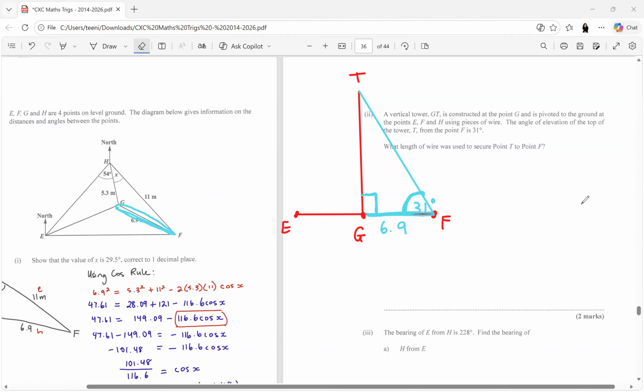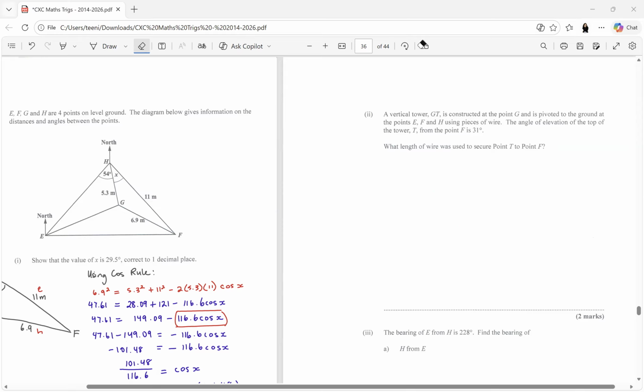All right, so let me draw this better for you. I just wanted to show you the side perspective because that's how you would have to draw it in order to find the length of wire. So you have G, this is GF, and then you have T, the vertical tower that forms a right angle with G. And this is your wire here, the hypotenuse. We know the distance of G from F is 6.9 meters.